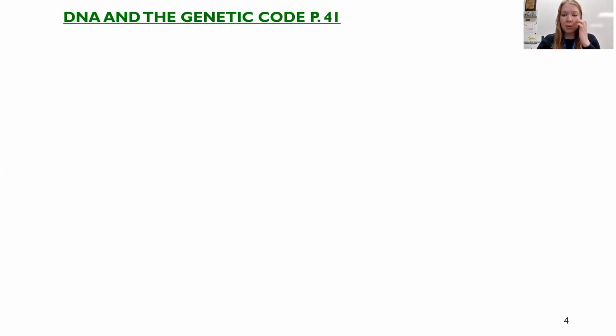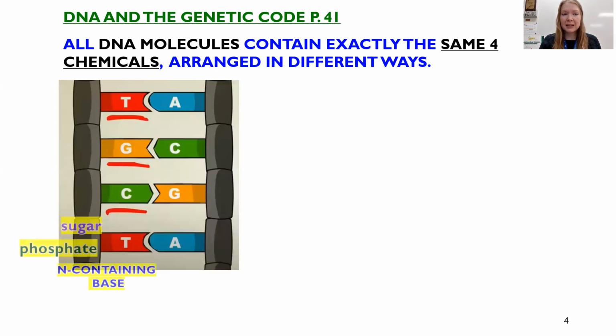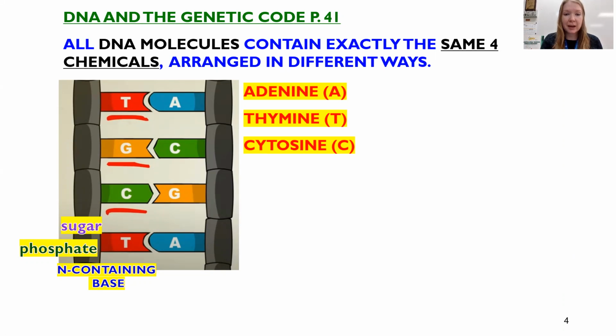Now, the DNA molecule, which is found in the cell nucleus, is often compared to a ladder that has been twisted continuously into a spiral. Sort of looks like a spiral staircase, also known as a double helix. So all DNA molecules are made up of the same 4 chemicals arranged in different ways. So these 4 chemicals are known as nucleotides, and they are adenine, thymine, cytosine, and guanine.